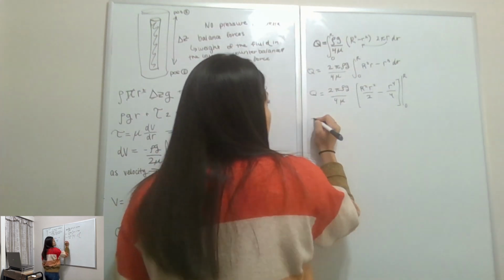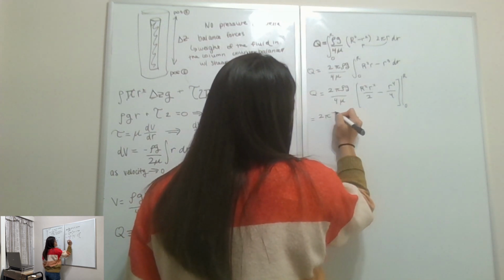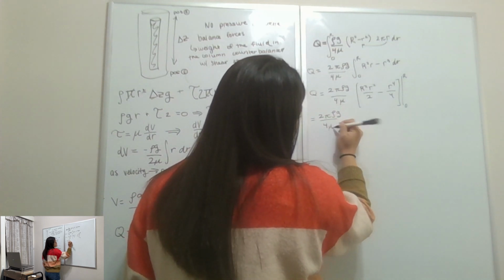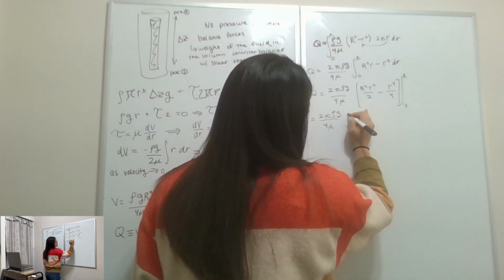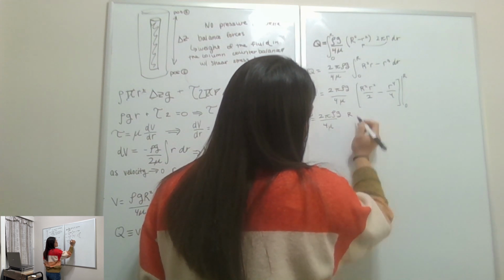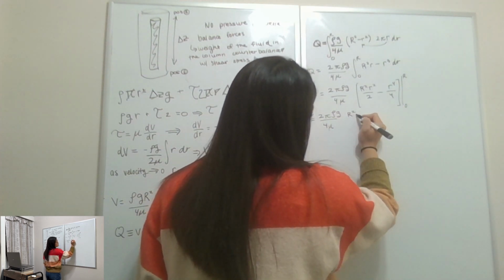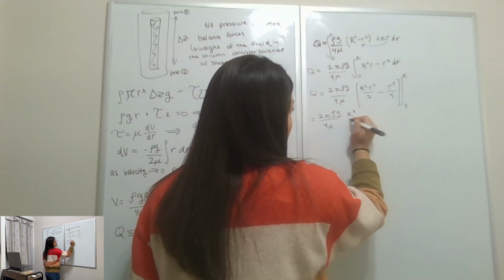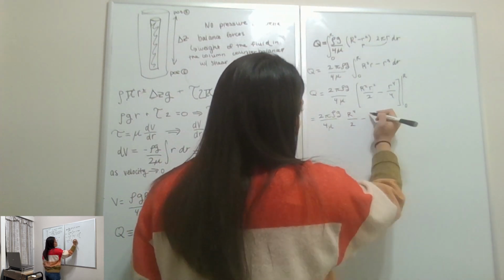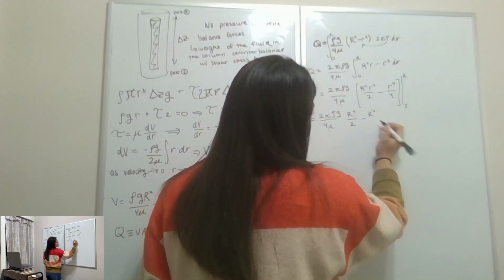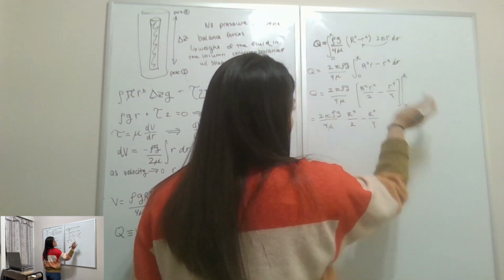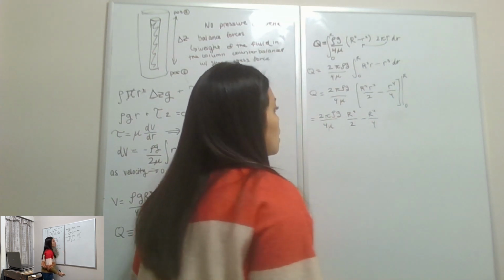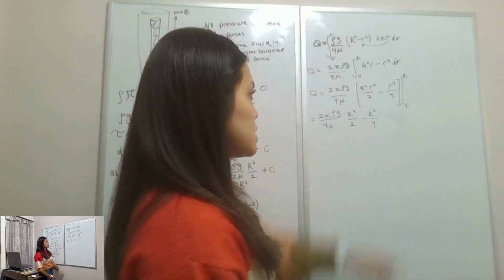So that's going to give us 2 times pi times the density times the gravitational acceleration divided by 4 times the viscosity times the outer radius squared. Plugging in the radius, that's going to give us the outer radius squared again. Combining these two, it's going to give us the outer radius to the 4th divided by 2 minus the outer radius to the 4th divided by 4. If we plug 0 in, that's just going to give us 0. So basically this is 1/2 minus 1/4.